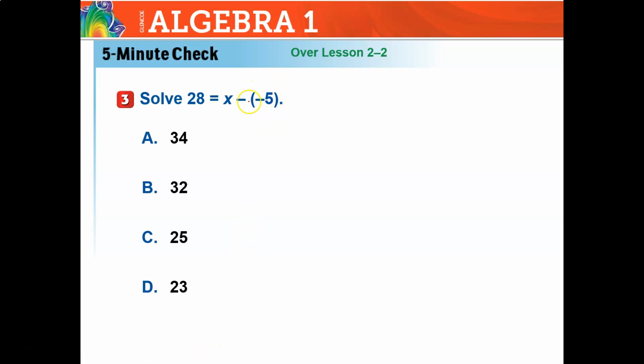Try this one. Okay, negative 28 equals x minus a negative 5. Well, first, when you have a minus minus, it actually becomes a plus. So it's x plus 5. Draw your line. What's the opposite of plus 5? Minus 5 to solve. 28 minus 5, that cancels out. We're left with x equals, what is 28 minus 5? 23.